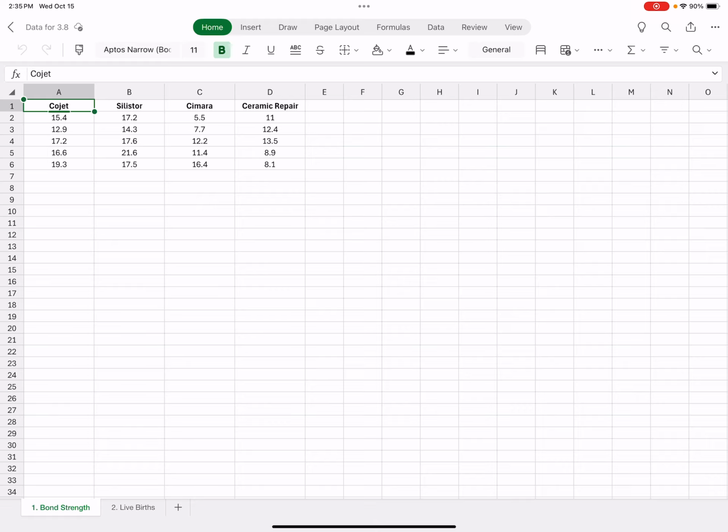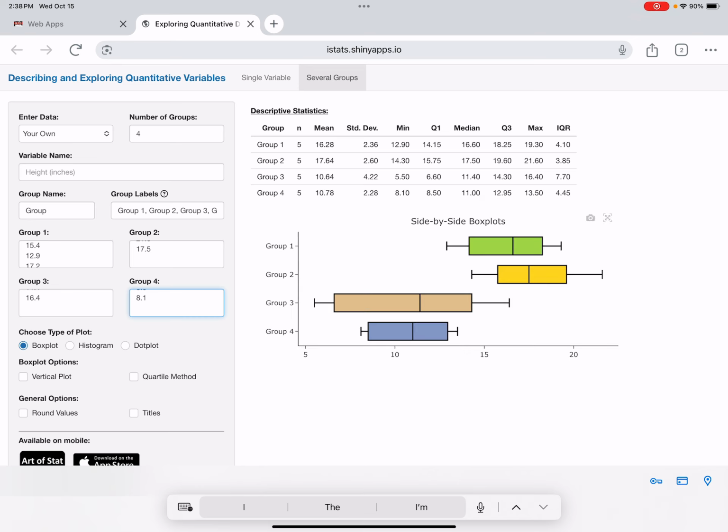Okay, so then once I do that, I have a place to put in each of the data sets, right? So I'm going to paste the data for group 1. And let me go grab the rest of the data. Okay. So once I've done all that, I get all of these really nice summary statistics as well as this side-by-side box plot. If I wanted to, I could change the group labels. So instead of calling them group 1, group 2, group 3, group 4, I could call them Cojet and Sillistor and all of those different names. But I'm just going to leave these group names for now.